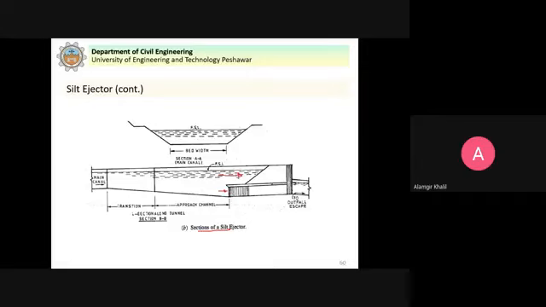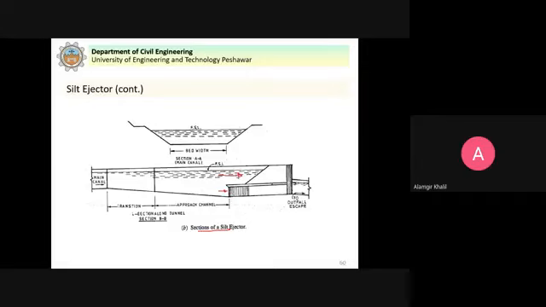Next, we discuss site selection for diversion headworks. We have discussed the components and their functions. Now, the site for headworks should be selected after giving proper consideration to the following points. How will we select the site for these diversion headworks? We have to consider different points: economic considerations.